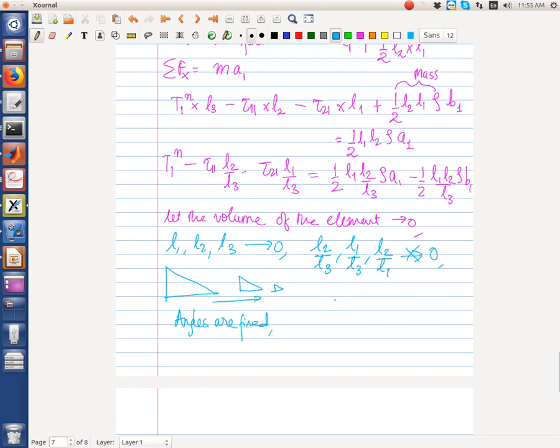Okay. So if we let the lengths go to 0, this thing is constant, this thing is constant. Because this thing is constant and this goes to 0, so this thing is constant by this logic, but L1 is going to 0, so this whole term becomes 0 and this whole term also becomes 0 by the same logic. Therefore we have T1n equal to tau 11 L2 by L3 plus tau 21 L1 by L3.